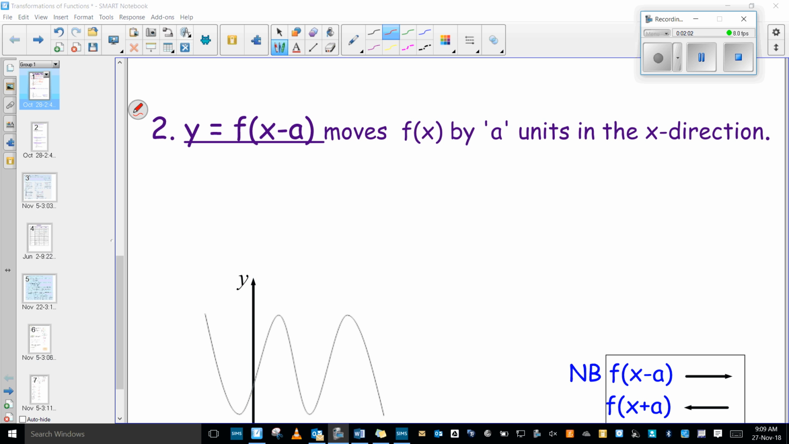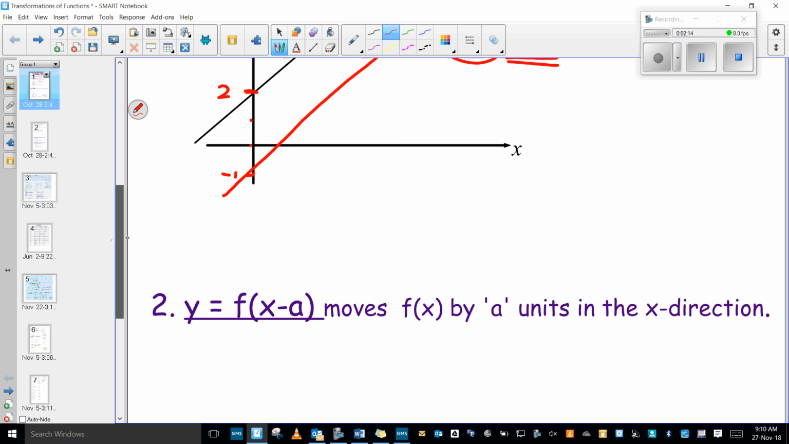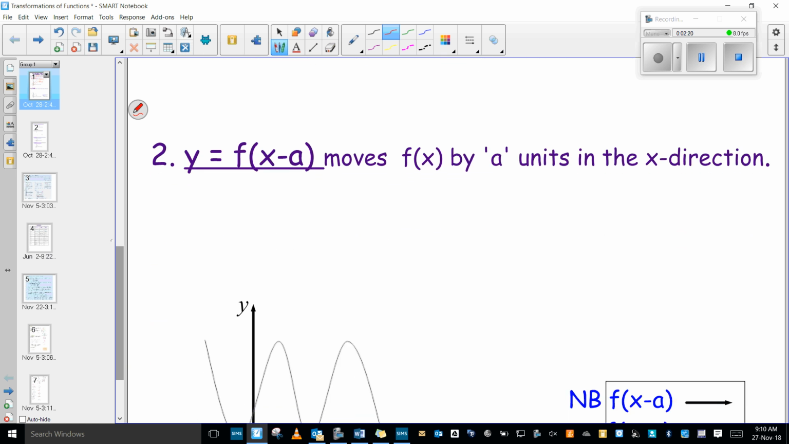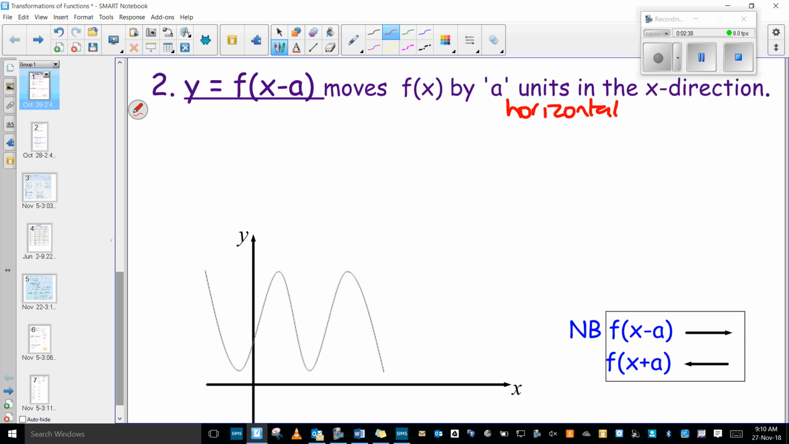Alright, so this time, look where the value is that we're adding or subtracting. It's actually inside the bracket. So what's happening here is that the graph is not going to move up and down. Here it was stuck on the end, so it moved up or down. Here it's going to move left or right, in the horizontal direction. However, if this is x minus a, it's actually going to move to the right. See, I've got this arrow here. So if it's x minus a, it's going to move to the right. And if it's x plus a, it's going to move to the left.